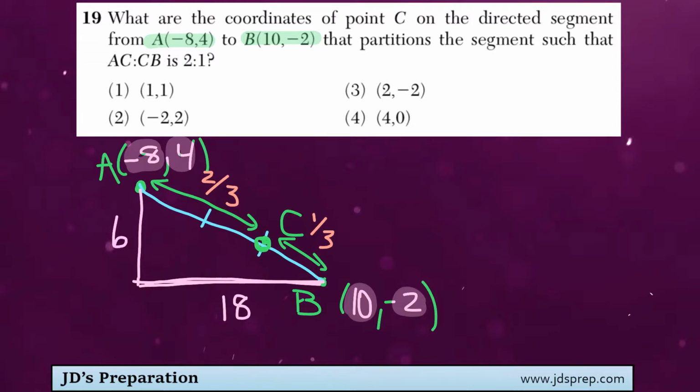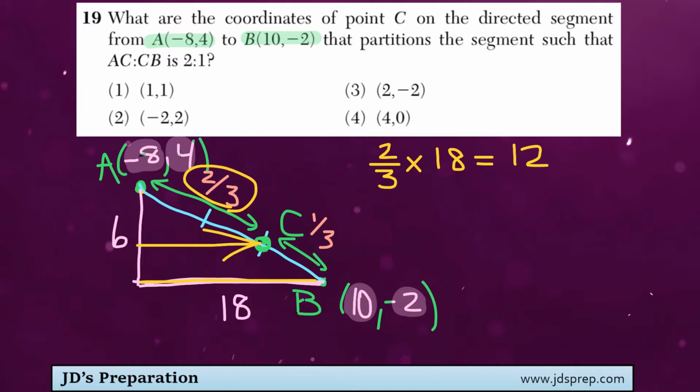What we're going to do now is look and calculate what is 2/3 of our horizontal distance of 18. To find that, we do 2/3 multiplied by 18, which is the same thing as 36 divided by 3 to get 12. So what that just told us is that the horizontal distance from point A to point C is actually 12. So from here to here is a distance of 12. And so because A has an x-coordinate of negative 8, if we just add 12 to that, we get our x-coordinate of point C. And negative 8 plus 12 is positive 4. So 4 is our x-coordinate of our point C.